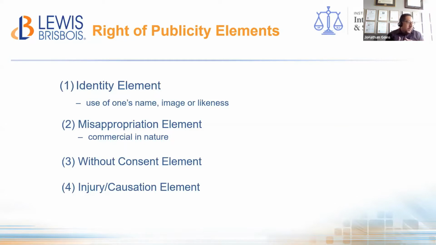The second element, by far, is the element that gets litigated a lot, which is: was that use misappropriated in a commercial manner? Was it misappropriated for purposes of advertising and trade? Third element is always the easiest to satisfy. The person who used your name, image, and likeness didn't have consent. Fourth element, this just depends on what state you are pursuing your claim in. The state of California, for example, does require some sort of causation or injury element. Most states do not require that, including New York and where I come to you from, the state of Georgia, but California does.